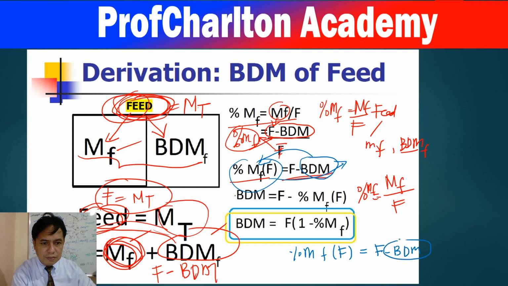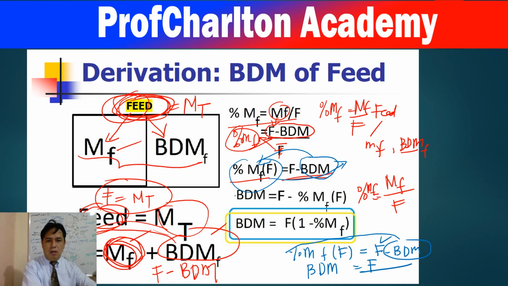So I'm gonna transfer this to the other side of the equation. What will happen is that this BDM, now I'll transfer it, then what remains is F equals F, right? And then everything else, F minus BDM, F minus percent MF. So what do we do next?